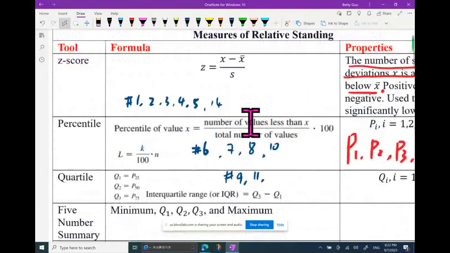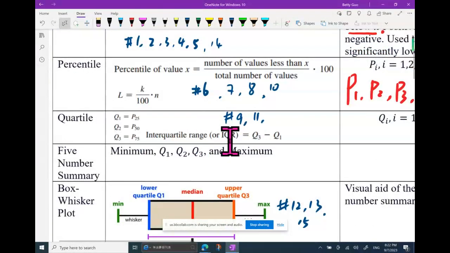Next measure of relative standing is called a quartile. When we say a quarter, 4 quarters make $1, right? Quartz means it has 4 wheels, so quad means 4. And what is a quartile?